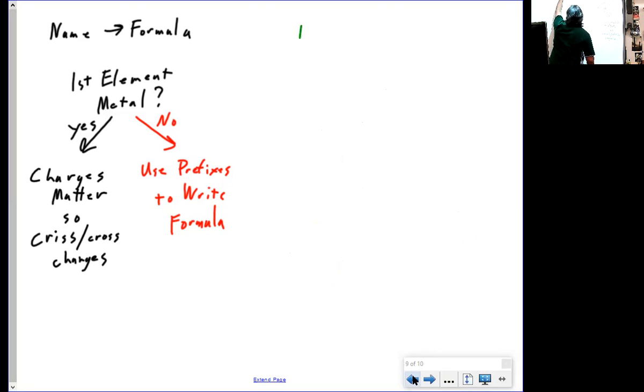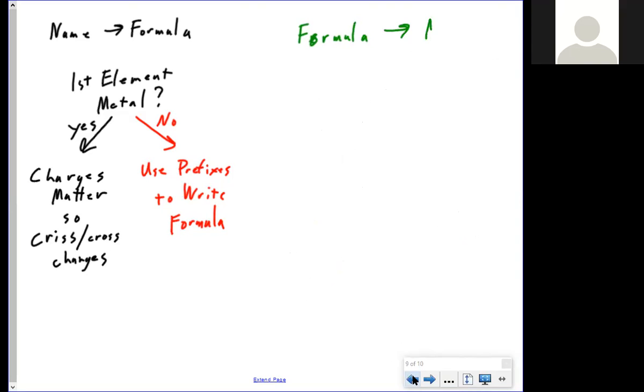So let's hit on this side. Let's go from our formula to our name.